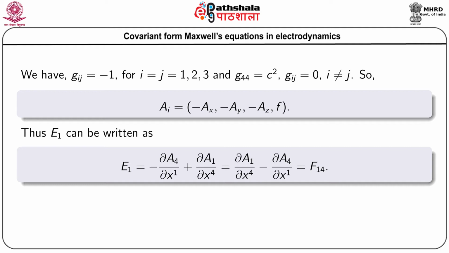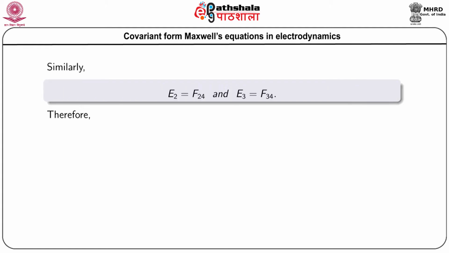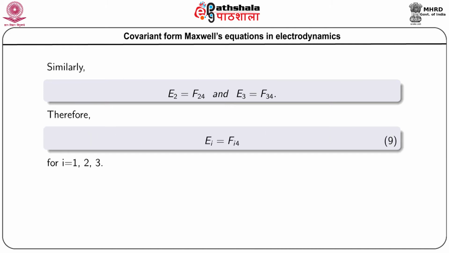So, E_1 can be written in this form: minus del A_4 by del x_1 plus del A_1 by del x_4. That means we can write it in this form, f_14. Similarly, E_2 can be expressed as f_24 and E_3 as f_34. So, in general we can write that E_i can be expressed in terms of f_i4, where i is 1 to 3.